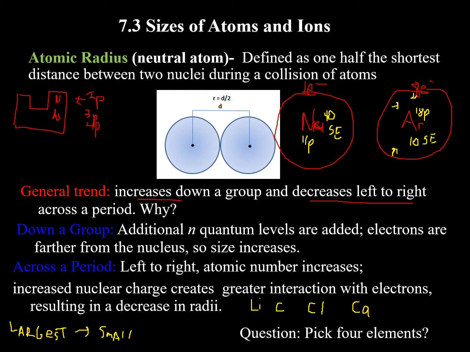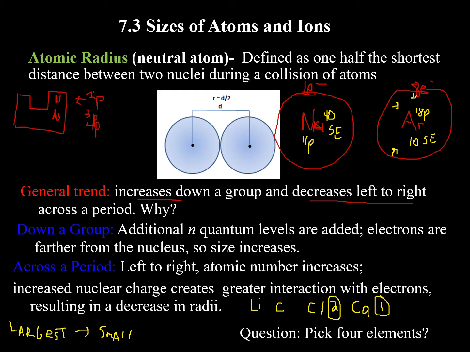Calcium has 20 protons, chlorine has 17 protons, carbon has 6 protons, lithium has 3 protons. So the largest one would be calcium, because it's on the 4s level. So calcium would be the largest, so I'll just call this number 1. The second largest one would be, I believe, chlorine, because it is on level 3, the 3p.